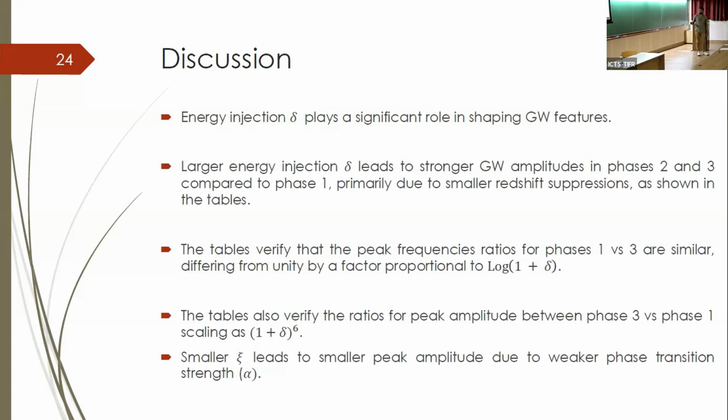Just to discuss the takeaways: the energy injection delta plays a very important role in shaping these gravitational wave features, and larger energy injections lead to stronger gravitational wave amplitudes in phase 2 and 3 as compared to phase 1. This is primarily due to the smaller redshift suppression. The table also verified that the peak frequencies for phase 1 and 3 are similar and they differ from phase 2 by a factor of log(1 + delta). We also checked that the Ω_p ratios scale as (1 + delta)^R6. For smaller chi values, the peak amplitude becomes smaller due to the weaker phase transition strength, which is given by alpha, proportional to chi^4.